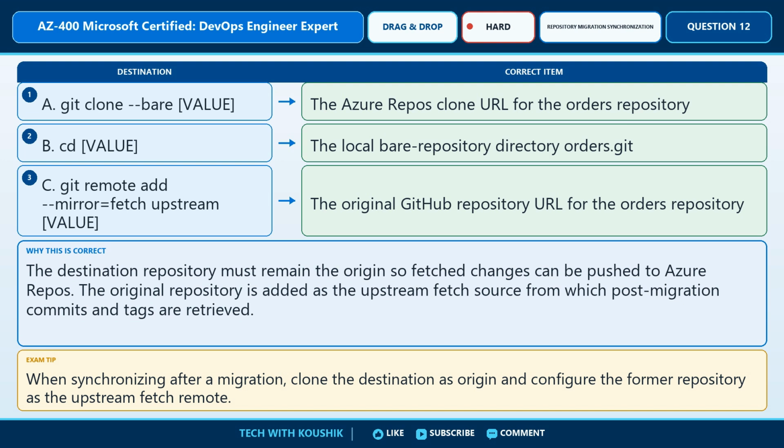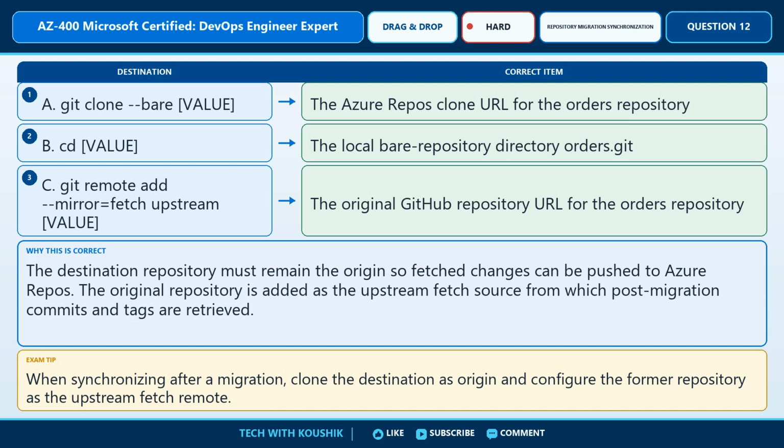Here's why. The destination repository must remain the origin so fetched changes can be pushed to Azure Repos. The original repository is added as the upstream fetch source from which post-migration commits and tags are retrieved. Exam tip: when synchronizing after a migration, clone the destination as origin and configure the former repository as the upstream fetch remote.